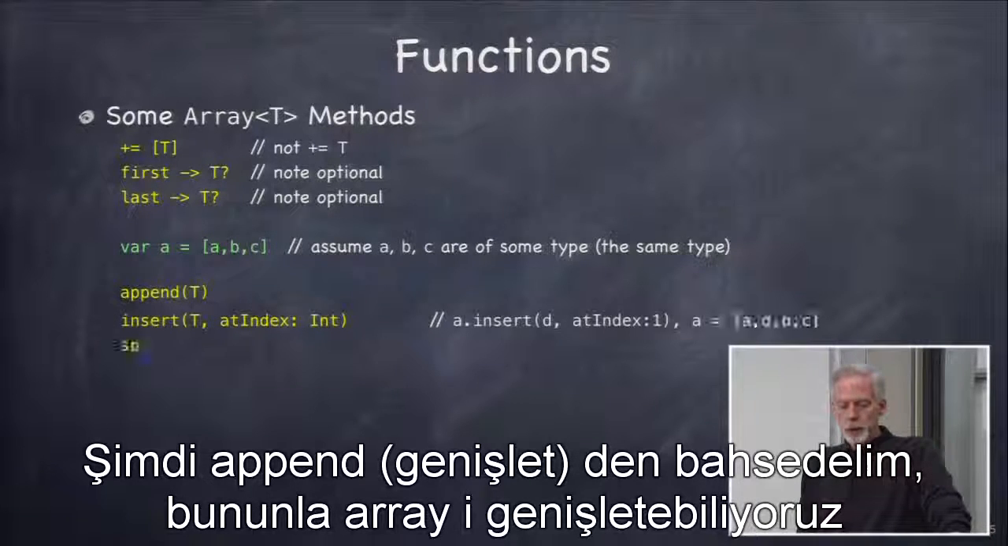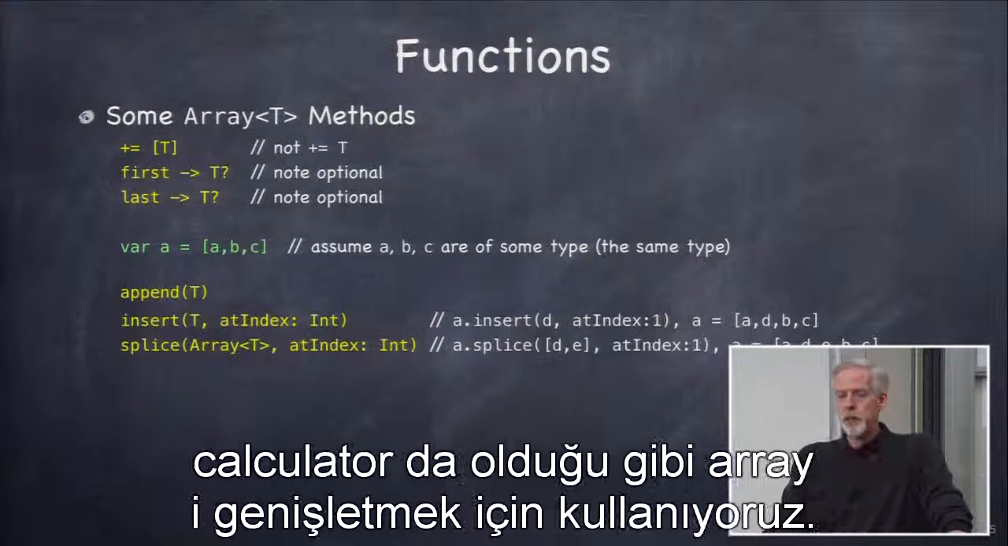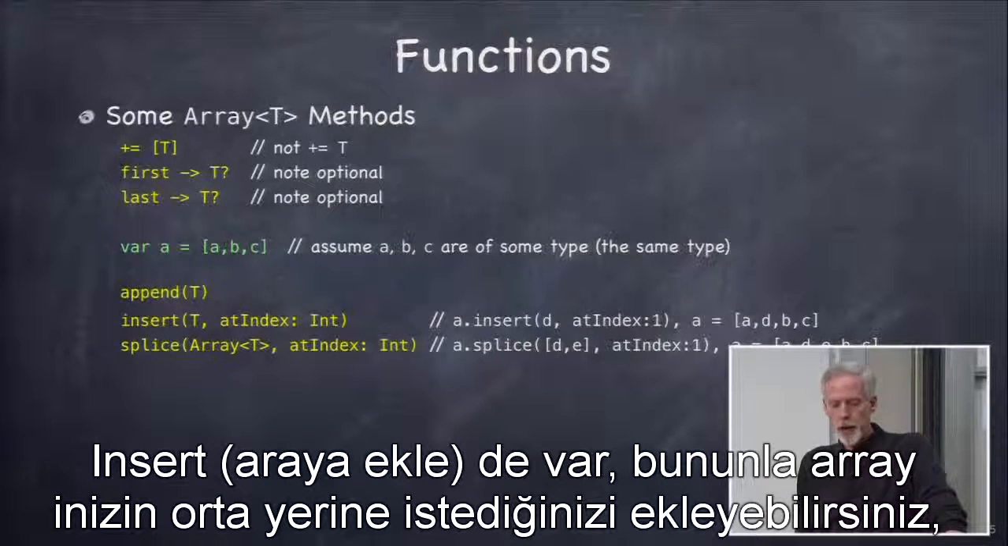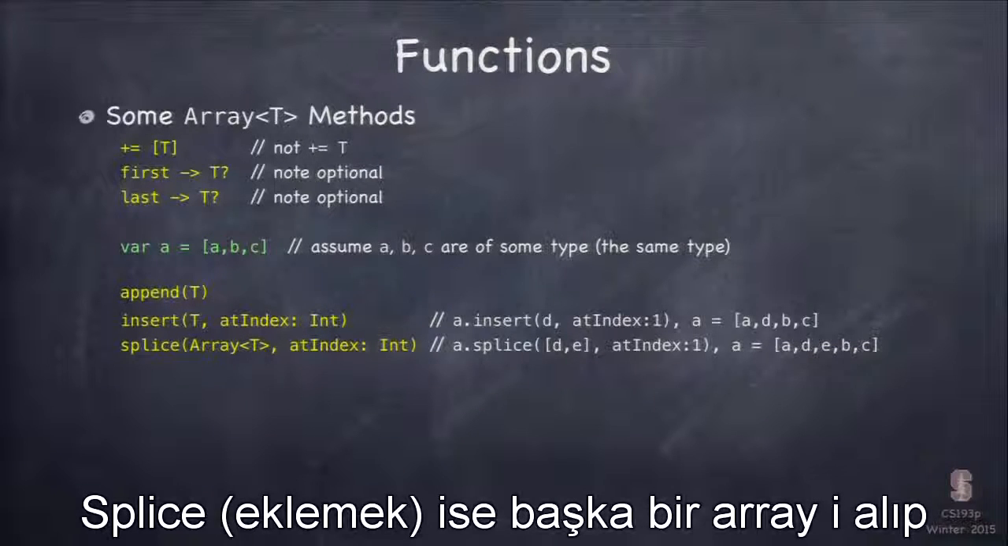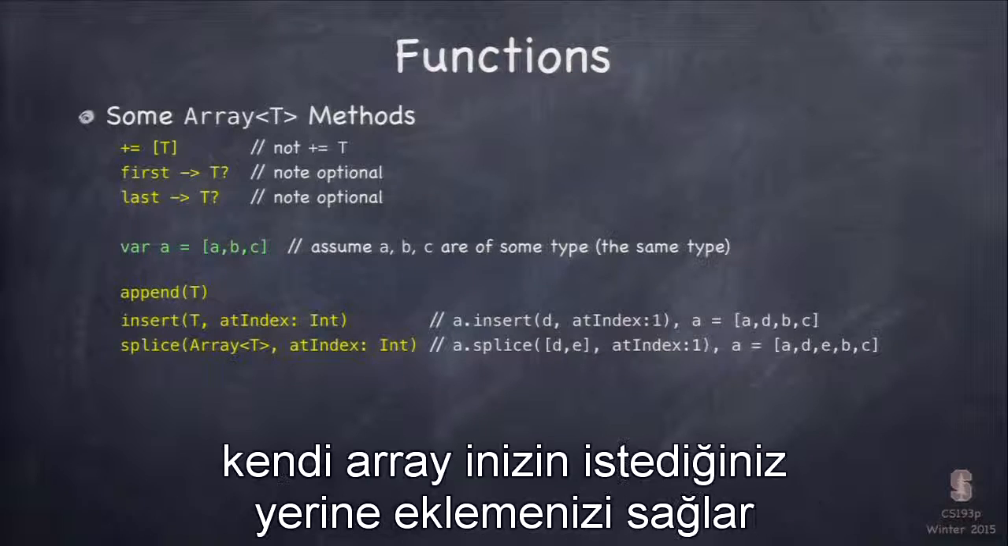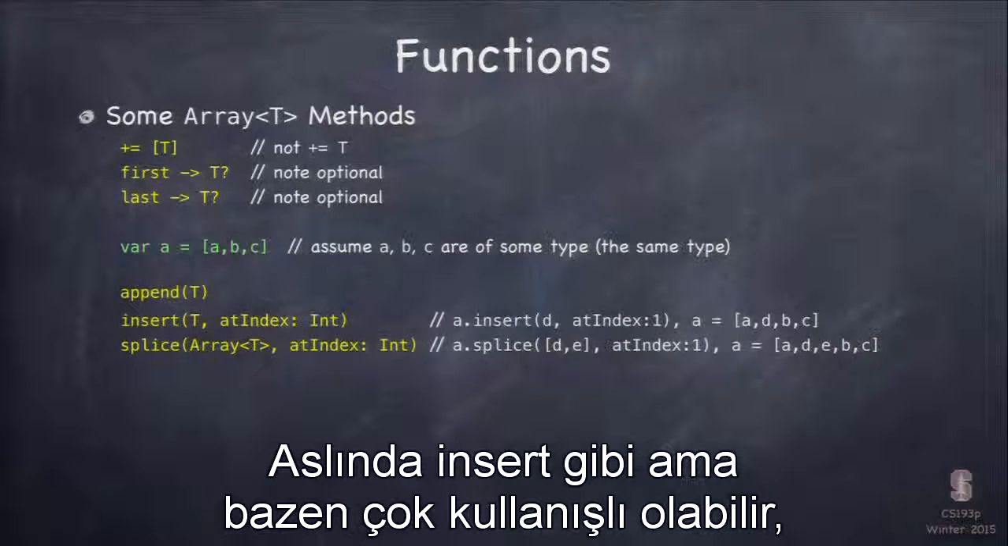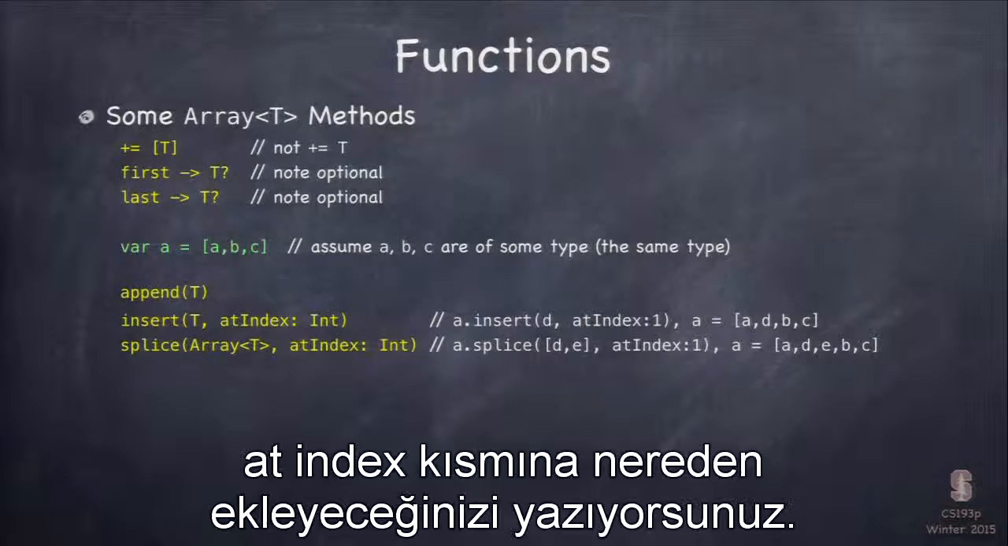So let's talk about append. That's how you add something to an array. We did that in the calculator all the time. There's also insert. So you can insert something in the middle of your array. You just specify what index. There's also splice. Okay, splice will take another array and splice it into the middle of your array. So that can sometimes be valuable. It's otherwise just like insert. It's just like inserting another array inside the array.